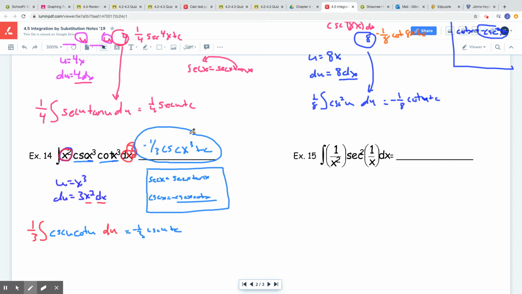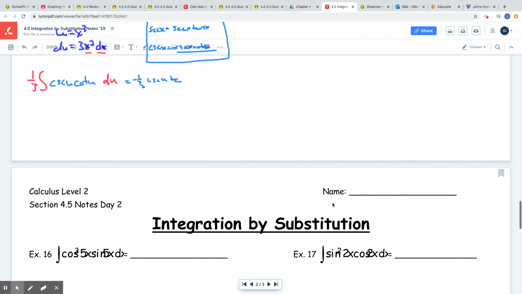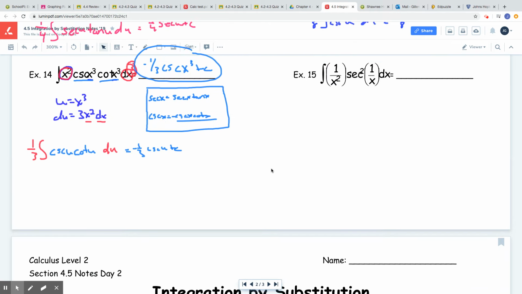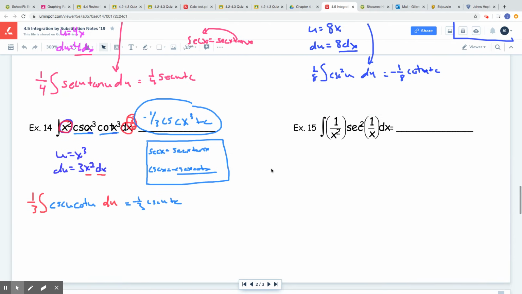What we'll do is I will start on the next lesson with 15, and then we'll move on to ones with a little different power. We're just going to switch around what the u is going to be. And that will be our last day of notes with integration by substitution.